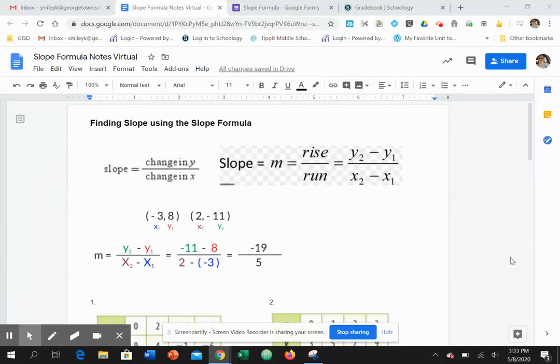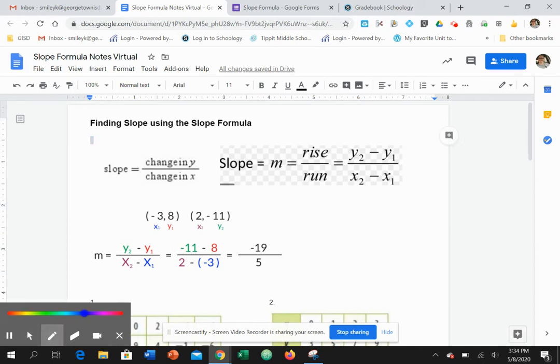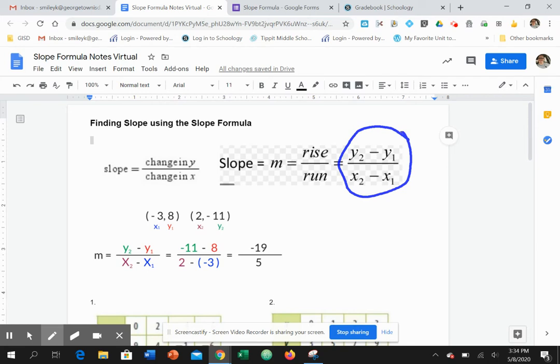Hi everyone, today we're going to find slope using the slope formula. You've had this formula throughout your year in 8th grade with me. This is our slope formula. Remember, it is y2 minus y1 over x2 minus x1. It's really important that you put those y's over the x.